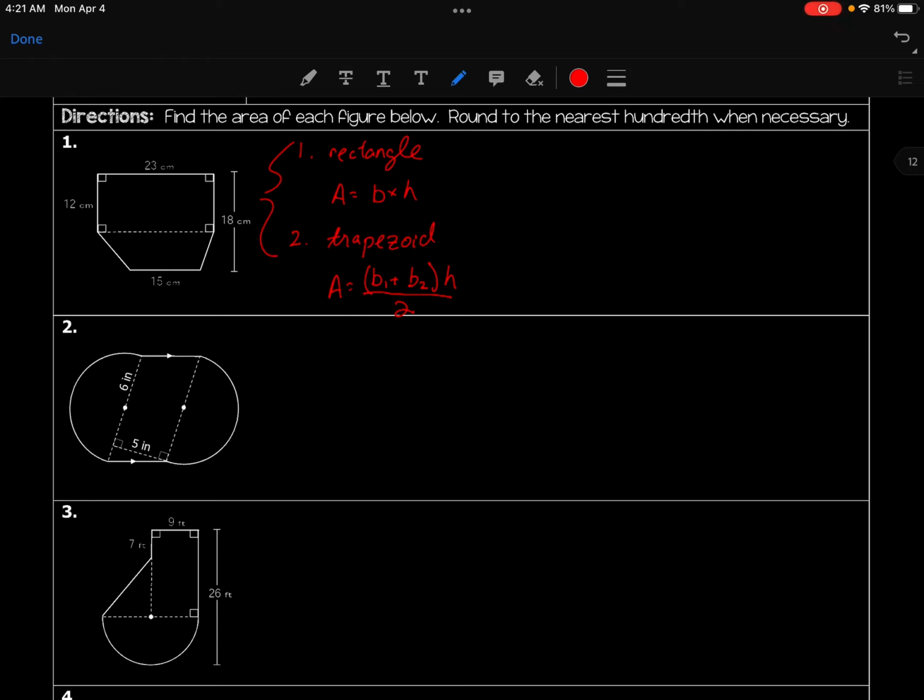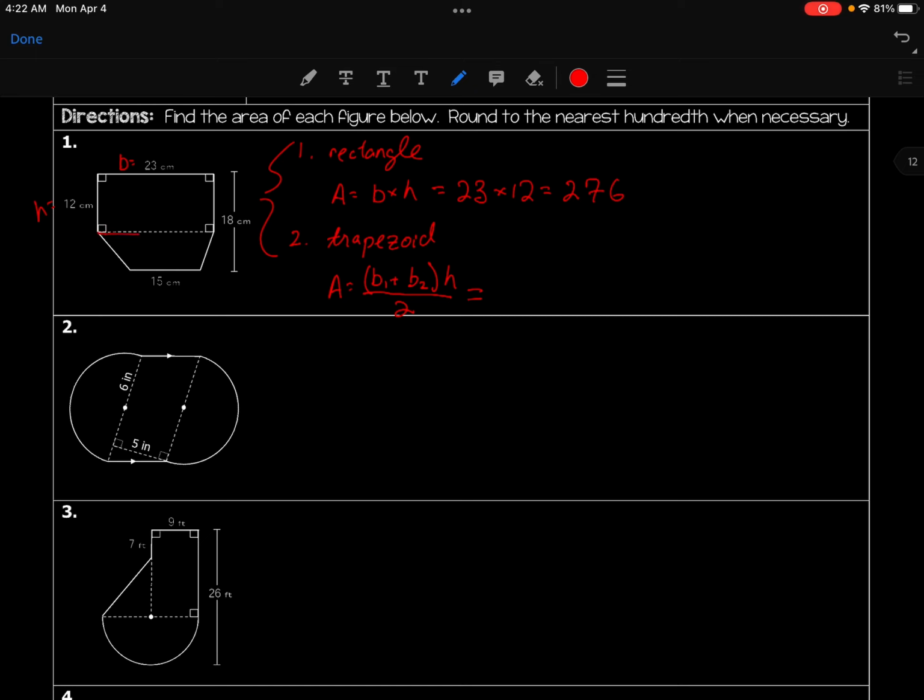Alright, so for the area of the rectangle, we have area is equal to base times height. In this case, the base is 23 and the height is 12. Therefore, the area is 23 times 12, which will give you 276, I think.